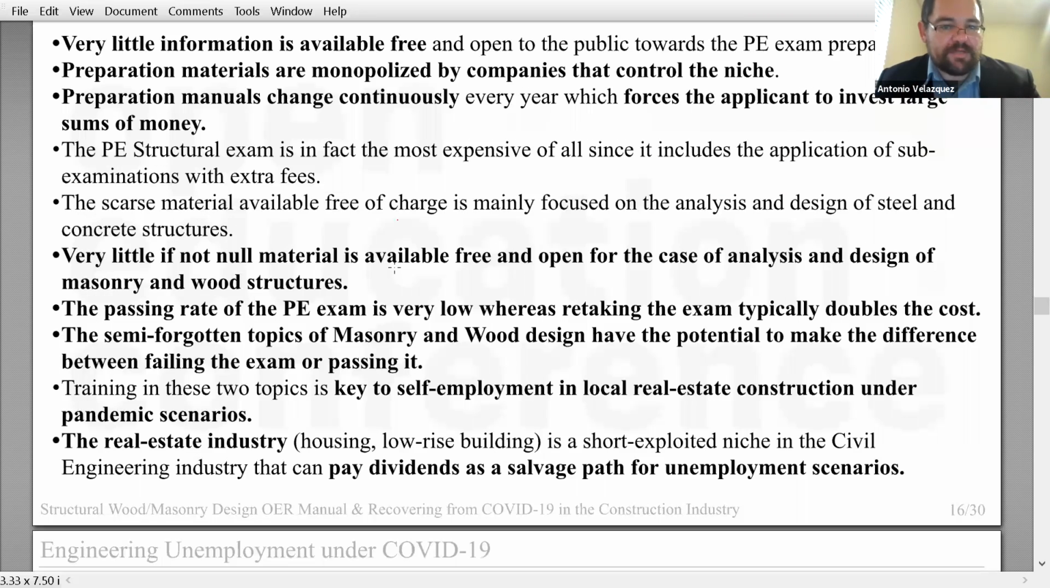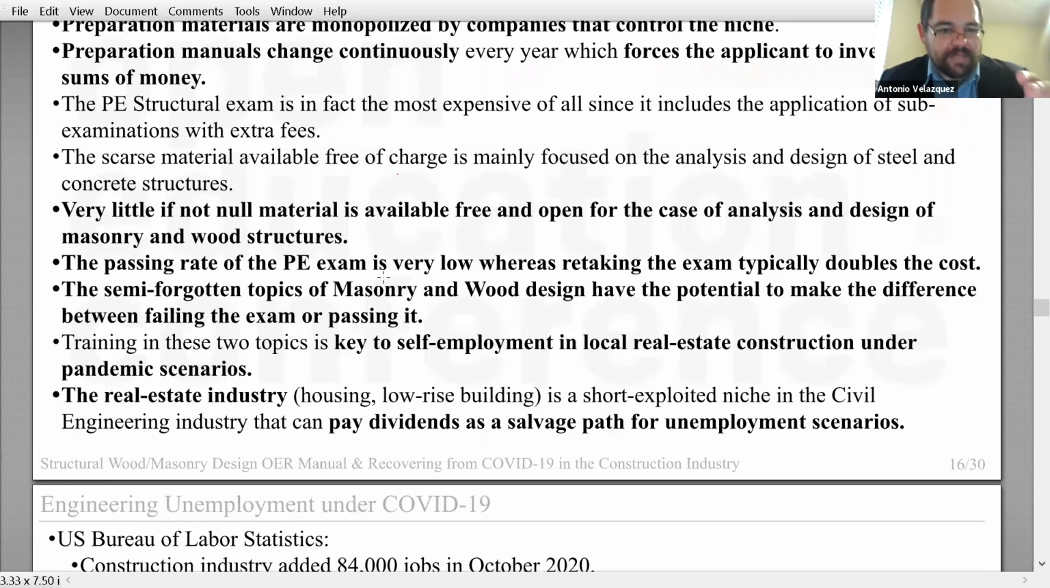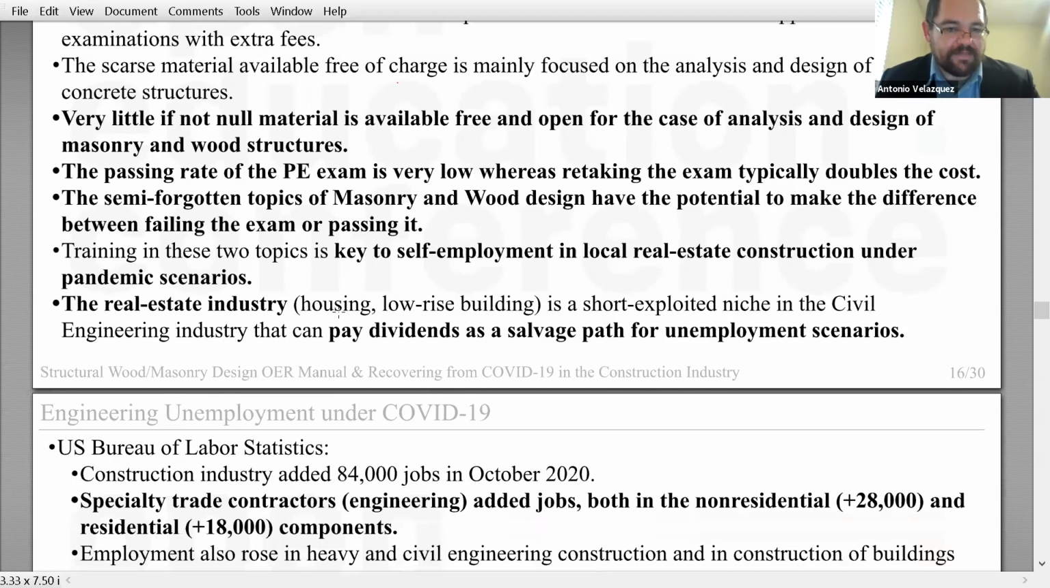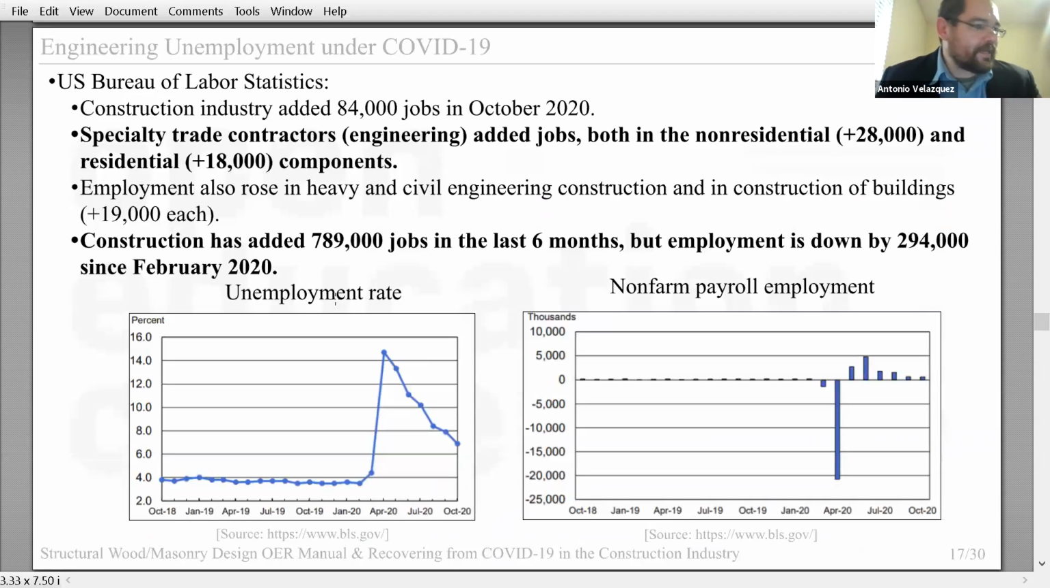There is very little information on masonry and wood design, besides some general books, very few resources available for free for the people. So we want to again contribute a little bit in this line of thinking. Some, very quickly, I just have 2 minutes.